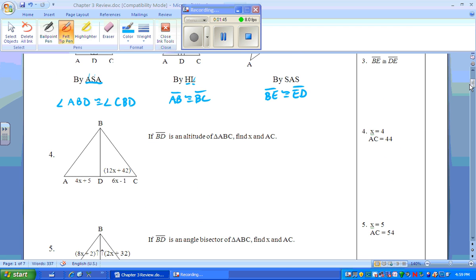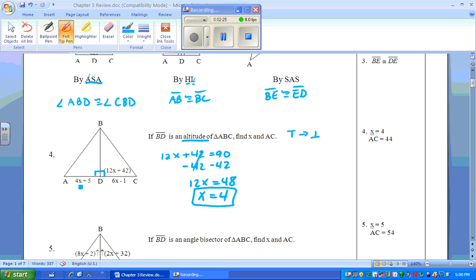Moving on, question 4, we say altitude. You have to think to yourself, altitude. Remember, we said the T in altitude is like the upside down T for perpendicular, and perpendicular causes right angles, so that's right angles here and here. And we know what about right angles? Right angles equal 90 degrees, so you can set 12x plus 42 equal to 90 and solve. Minus 42, 12x is equal to 48, so x equals 4. You want AC.